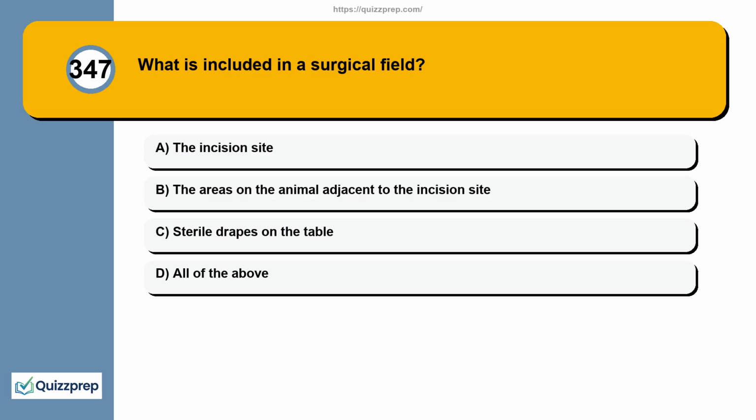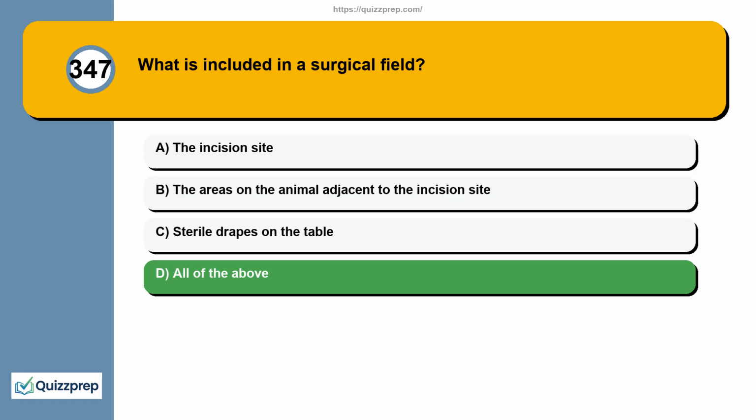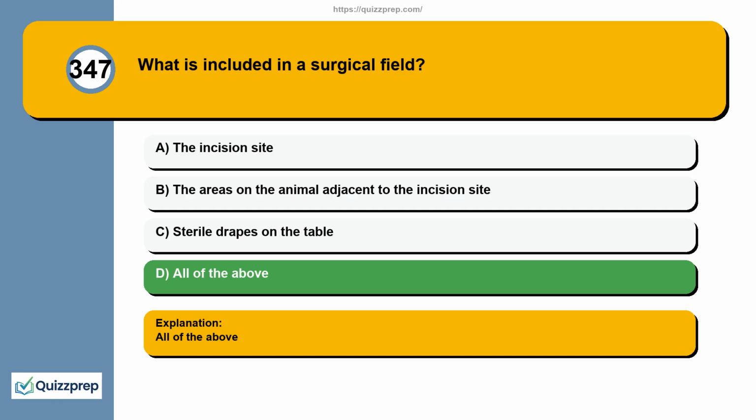Question 347. What is included in a surgical field? Option A. The incision site. Option B. The areas on the animal adjacent to the incision site. Option C. Sterile drapes on the table. Option D. All of the above. The correct answer is option D. All of the above.